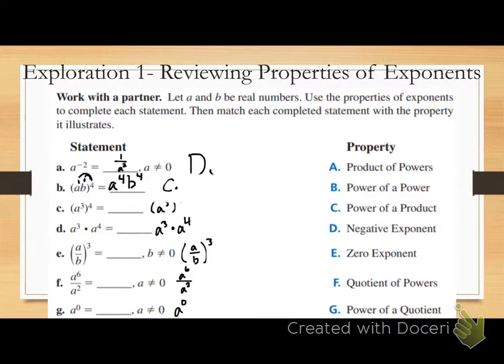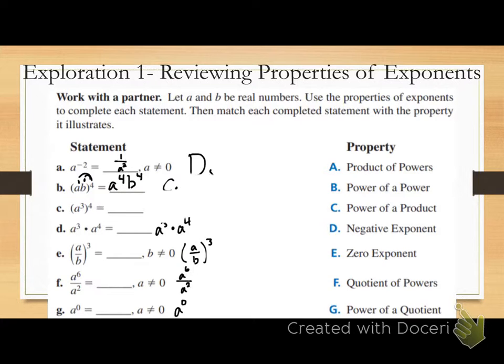Okay, letter C. Knowing what we know for letter B, what do I do on letter C? It's another exponent, isn't it? Is it like one of those? Letter C is not like A. It's more like this right here.